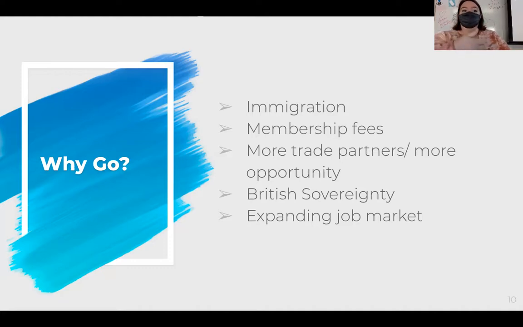But along with that, there was also this worry that there wasn't enough place for them, that there wasn't enough room for them in the economy, in the political structure, et cetera, okay? So immigration was the number one reason.